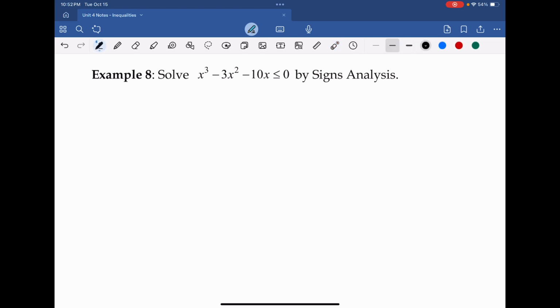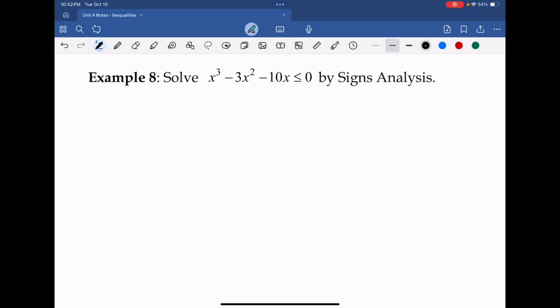Before we do that, we know step number 1 in factoring is to always take out a greatest common factor. So let's take out a greatest common factor. In this case, they all share at least one x. I'm going to write this as x times (x squared minus 3x minus 10) is less than or equal to 0. Hey, now we have that trinomial that we can factor.